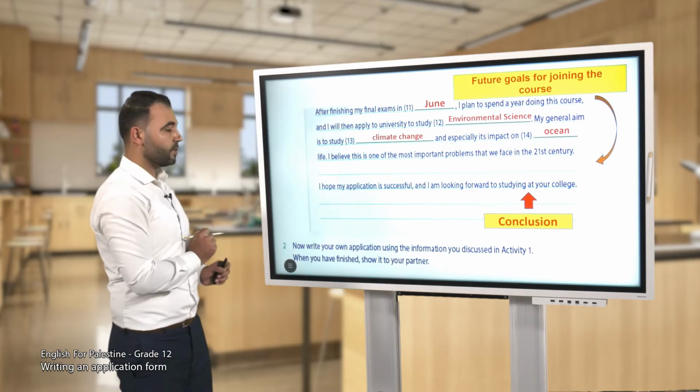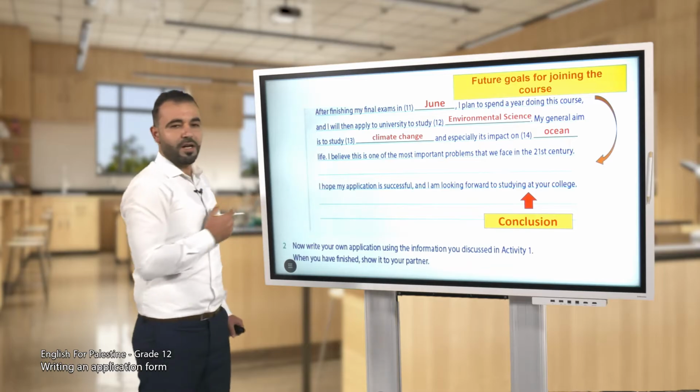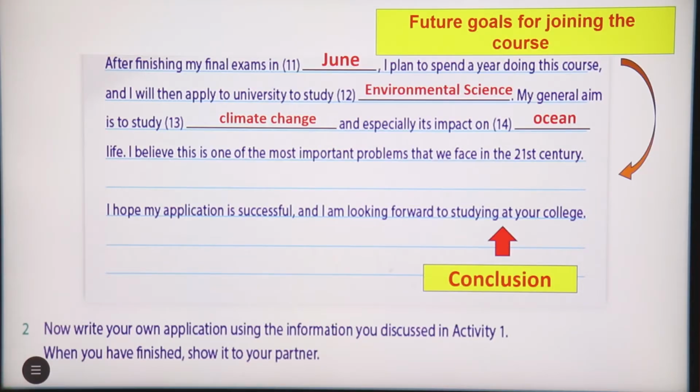Now, let's move to the conclusion. I hope my application is successful and I'm looking forward to studying at your college. The end here.